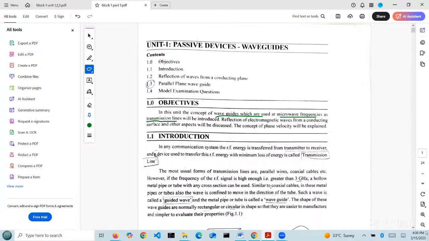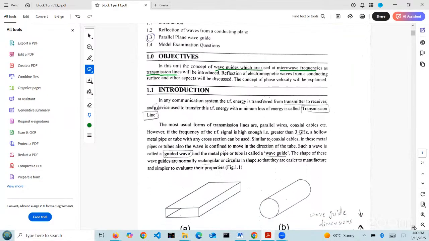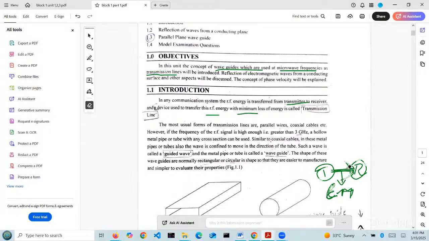In the introduction part, which type of signals are we transmitting from transmitter to receiver? Imagine here I have a transmitter, and on the other side I have a receiver. Whatever signals I am sending from transmitter to receiver are called electromagnetic energy, EM. In a communication system, radio frequency energy is transmitted from where to where? Transmitter to receiver. Whatever device we are using to transfer this radio frequency energy with minimum loss is called a transmission line. Which comes under transmission line in this?